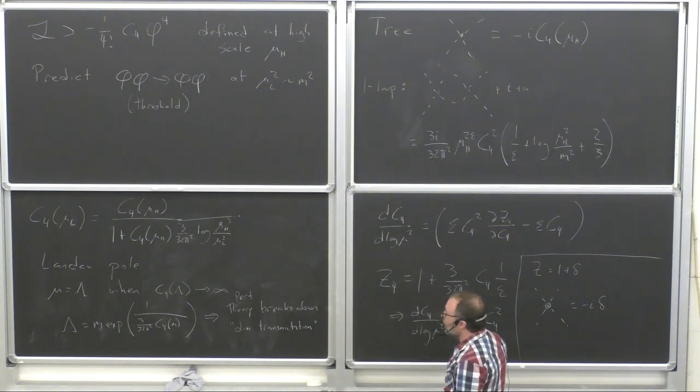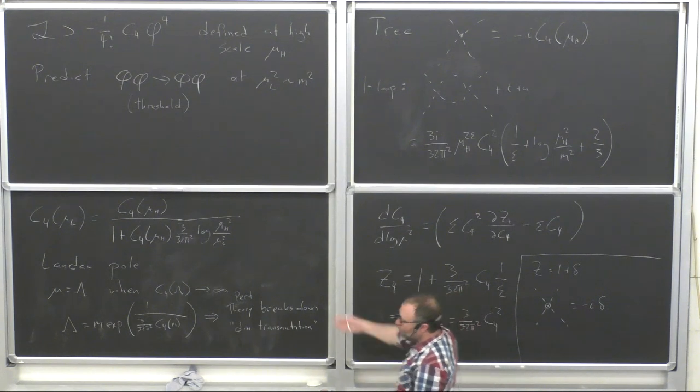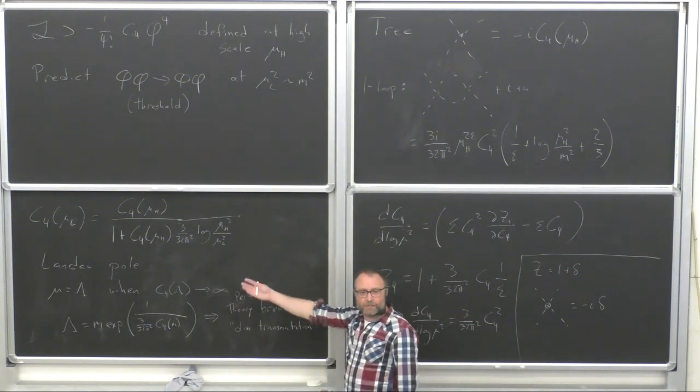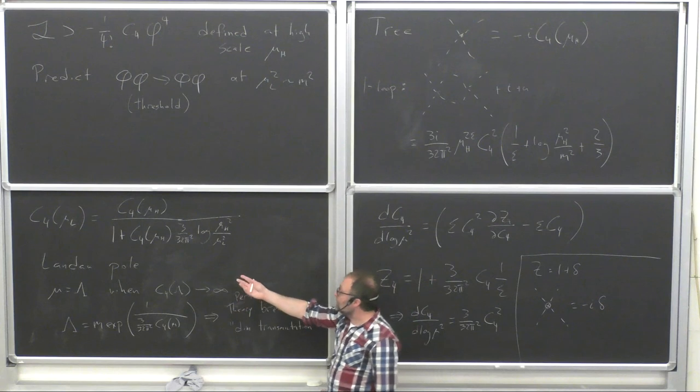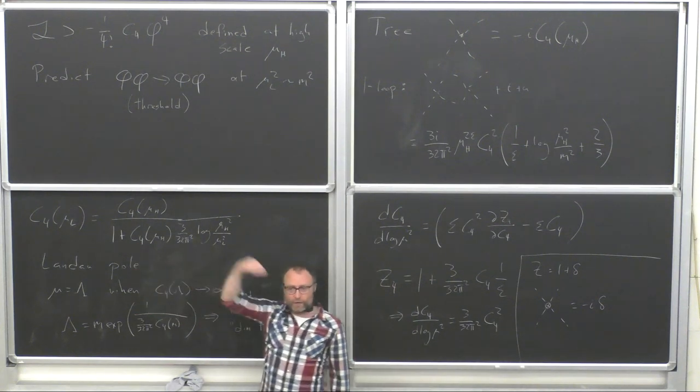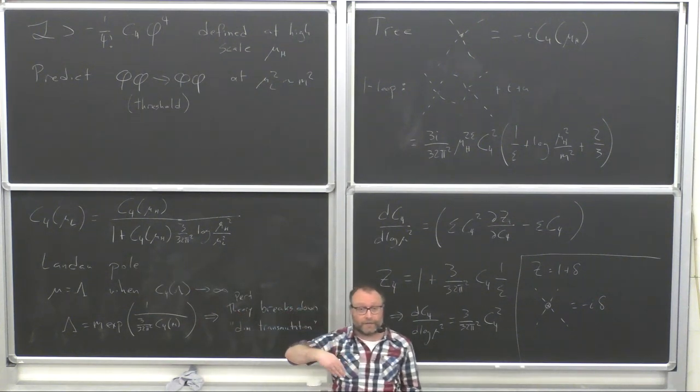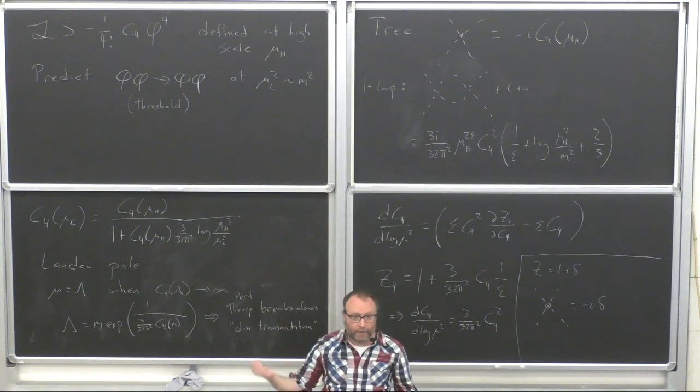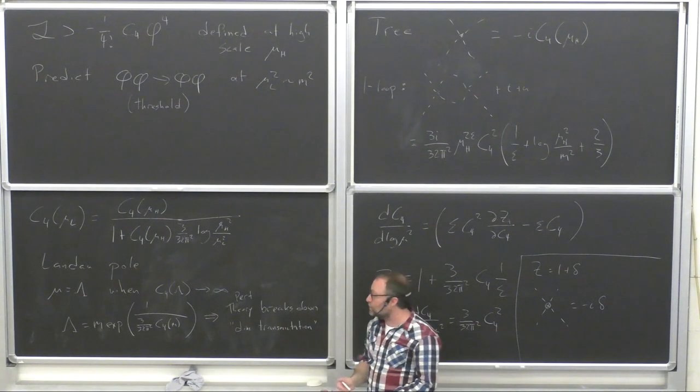Good. And of course, the same phenomenon leads to confinement in QCD, right? It's just the sign flips here. So the scale where the theory becomes non-perturbative happens at low scales instead of high scales, right? It's the same idea, okay? It's also dimensional transmutation.